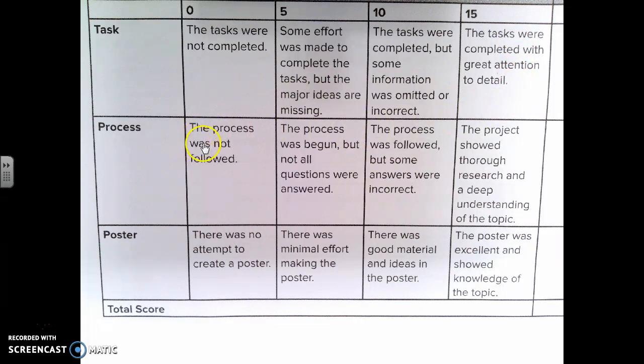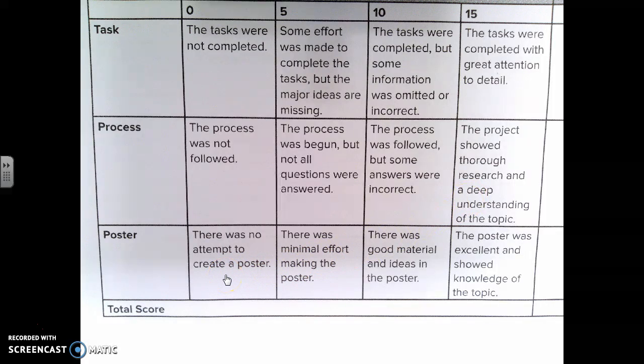The process was not followed. The process was begun, but not all questions were answered. The process was followed, but some answers were incorrect. The project showed thorough research and a deep understanding of the topic.